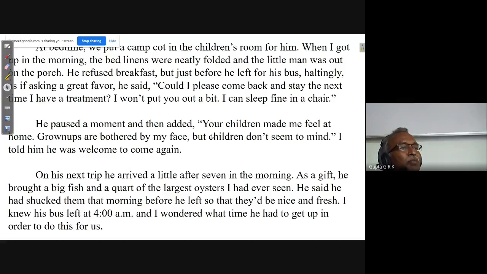I told him he was welcome to come again. On his next trip, he arrived a little after 7 in the morning. As a gift, he brought a big fish and a quart of the largest oysters I had ever seen. He said he had shucked them that morning before he left so that they would be fine and fresh. I knew his bus left at 4 a.m., and I wondered what time he had to get up in order to do this for us.